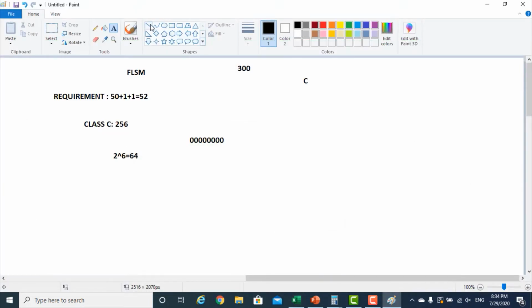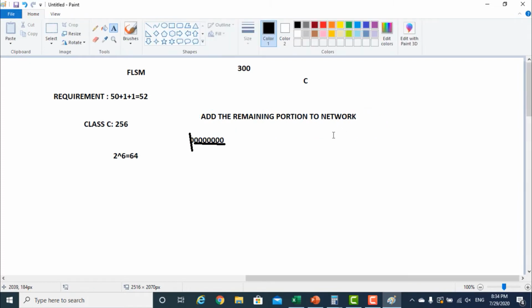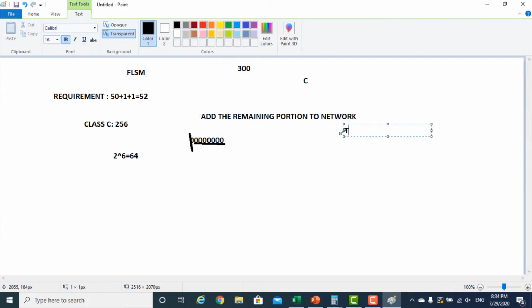So what you are going to do is just count up till here. Till here is enough for you, and you just cross the last one. Add the remaining portion to the network. Are you getting it? Add the remaining portion to the network, and wherever there is a network, that is 1. As I explained previously, wherever there's a network, that's 1, and the host portion is always 0.